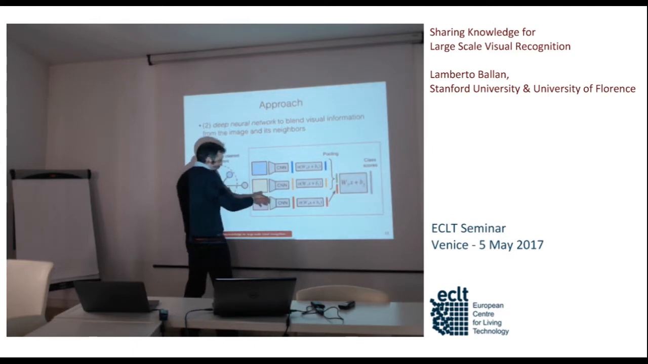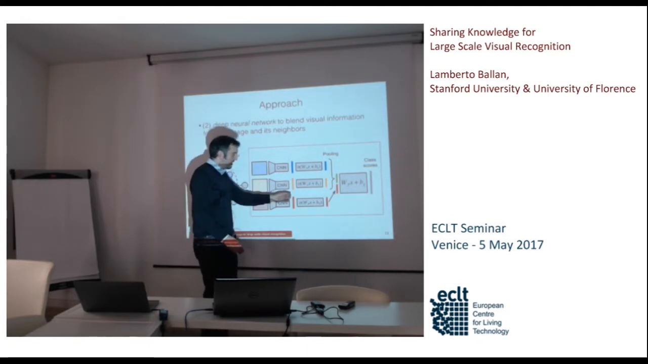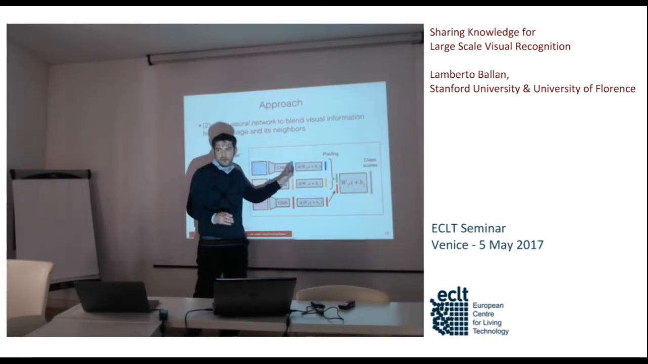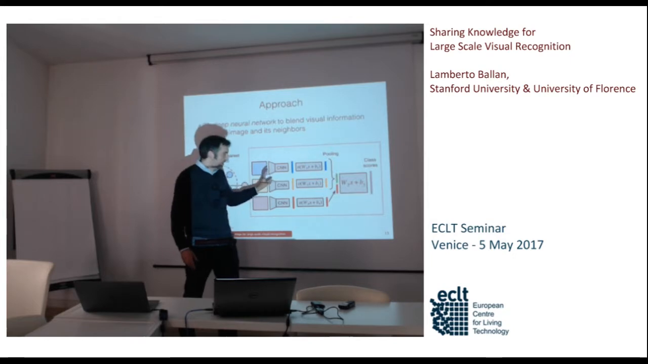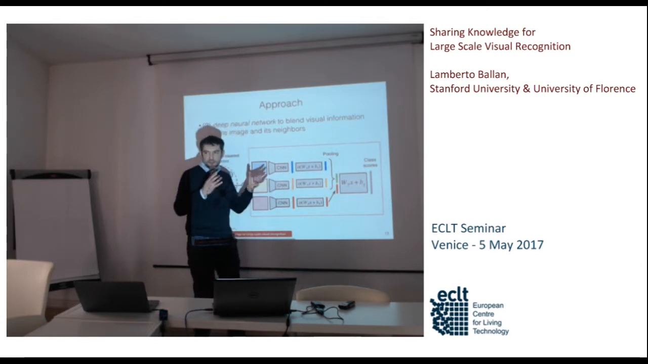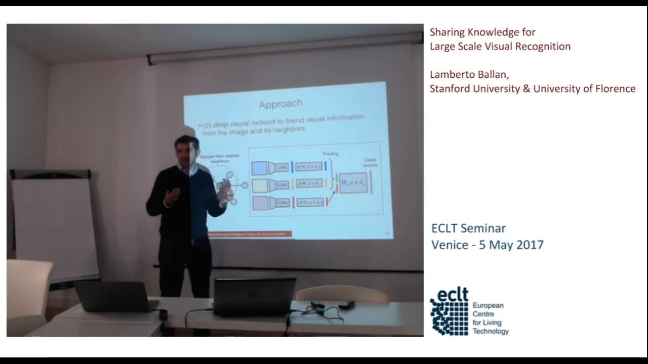So we have two different components, one for the image and one for the neighborhood. At each layer, I learn some hidden representation that tries to merge, to blend the visual information of the image and of the context. And this part is supervised. So at this point, the idea is that you try to enforce similarity when you merge the images based on the ground truth labels.